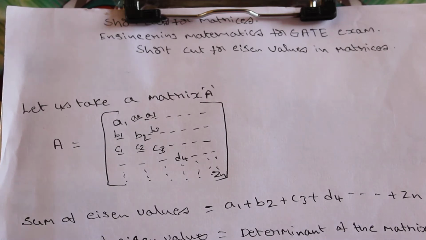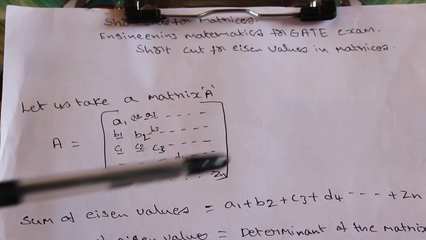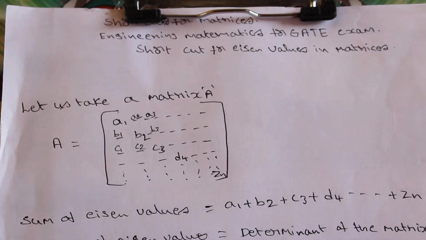The second point you have to remember is that the product of the eigenvalues is equal to the determinant of the matrix. Just find the determinant of the matrix, and that will be equal to the multiplication of the eigenvalues of the matrix. Now we will see one example so that you get a better understanding.